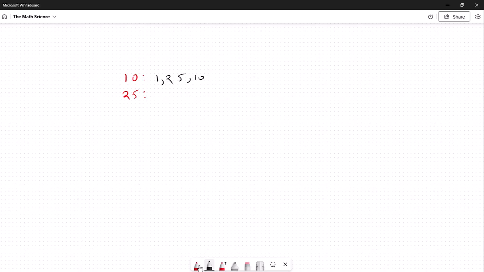Now let's list the factors of 25. So of course is 1, 5, and then 25. Now what we're going to do is we are going to find the highest common factor. So the highest common factor between these two is just 5. So HCF of these two numbers is just 5. Now let's take another example. Let's find the HCF of 9 and 36.